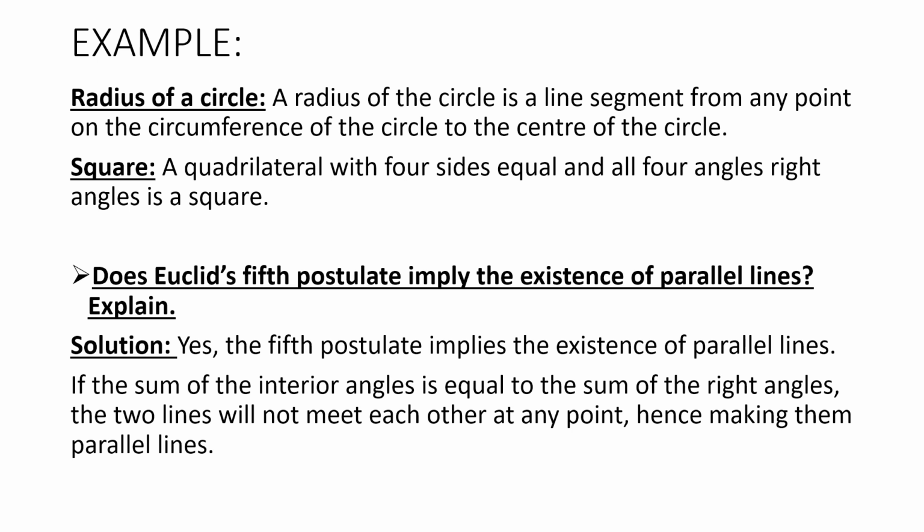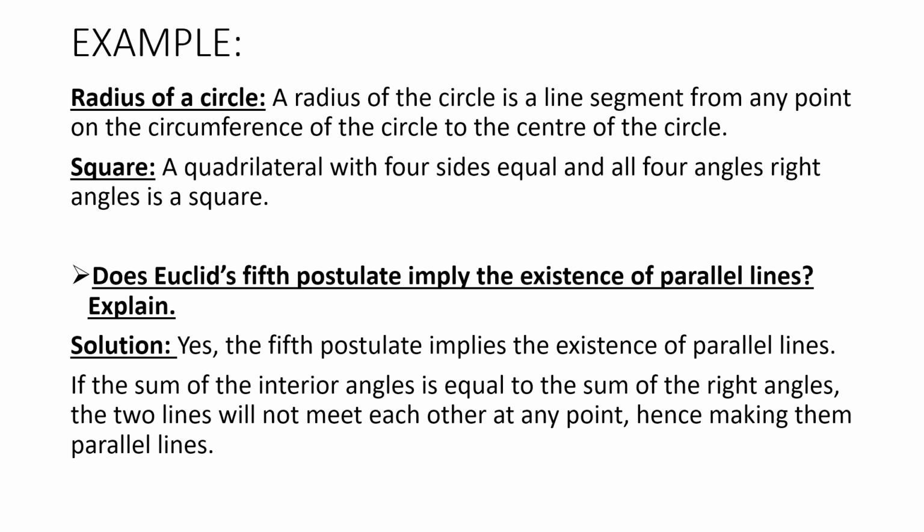Next definition. Radius of a circle. A radius of the circle is a line segment from any point on the circumference to the center of the circle. Square. A quadrilateral with 4 sides equal and all 4 angles are right angles. A question can be asked, does Euclid's fifth postulate imply the existence of parallel lines? Yes. Why? Because the fifth postulate implies that if the sum of the interior angles is equal to the sum of the right angles, the two lines will not meet each other at any point, hence making them parallel lines.